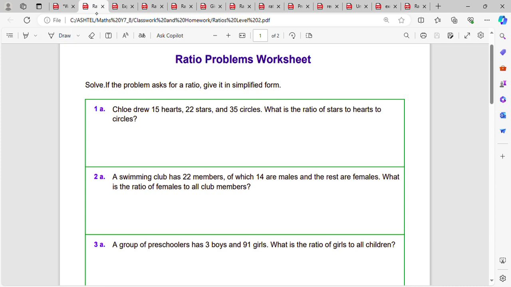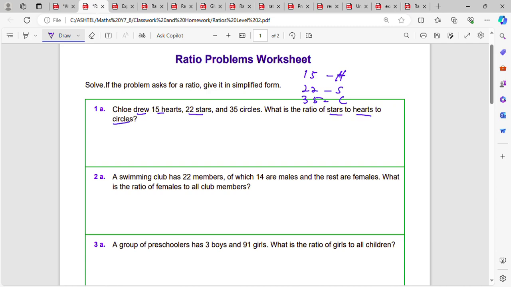So now let's go on to writing ratios again, but now they are giving you in words. Okay, so let's say for the first question, they tell you that Chloe drew 15 hearts, 22 stars, 35 circles. So you just take out the keywords. So you have 15 hearts, I'll denote that as H, 22 stars, and then 35 circles. So what is the ratio of stars to hearts to circles?